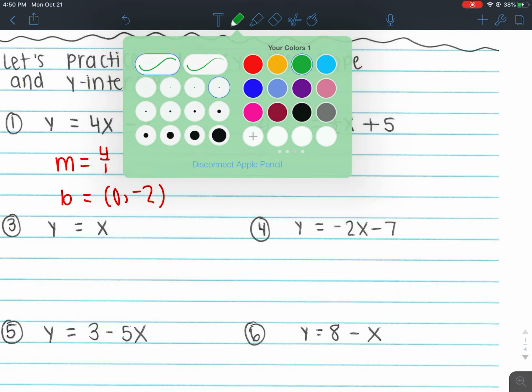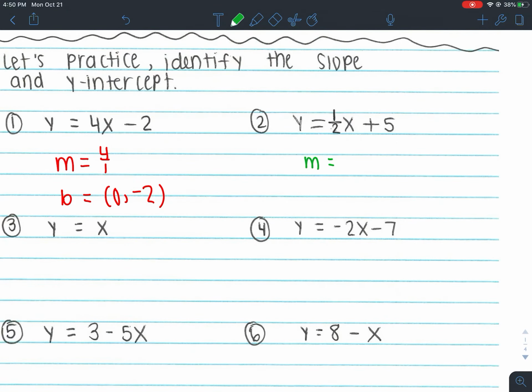All right, moving on to number 2, we have y equals 1/2 x plus 5. The slope here is going to be positive 1/2, not 1/2 x. Remember, it's just the number attached to it. So the m value is 1 over 2. And that's already as a fraction, so that's pretty good.